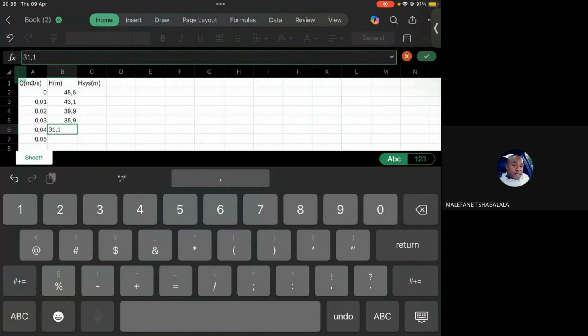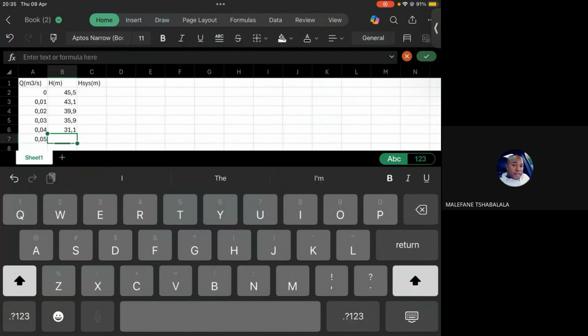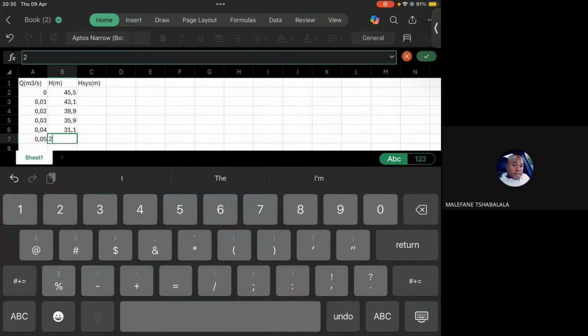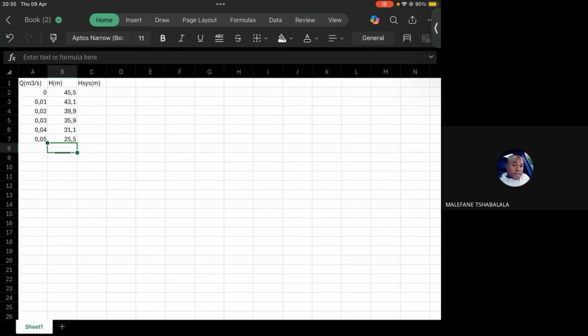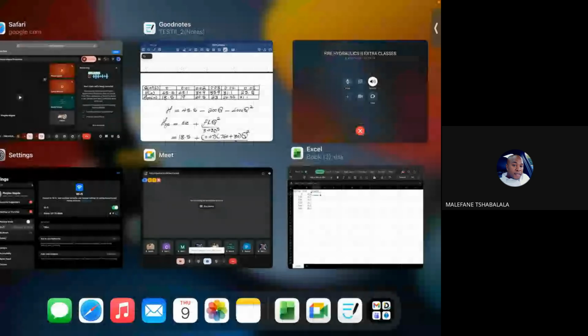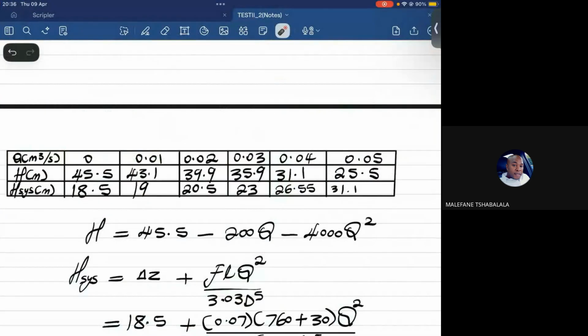31.1, followed by 25.5. Then we are done entering the readings of the characteristic curve. Now let's enter the readings of the system curve underneath cell C1. In meters, the readings of the system curve are as follows.